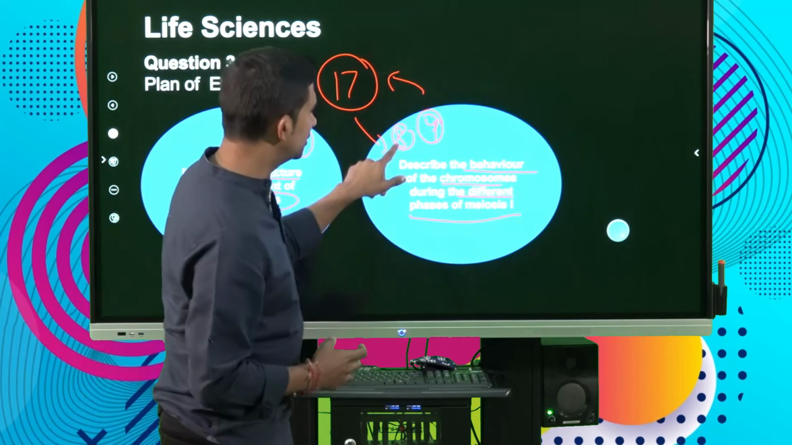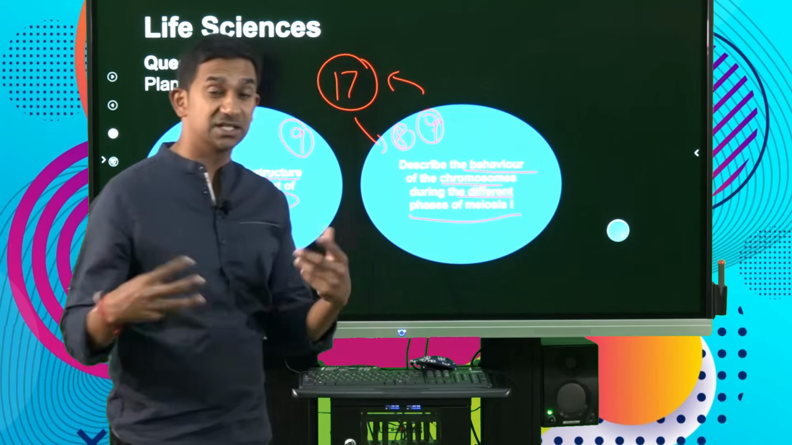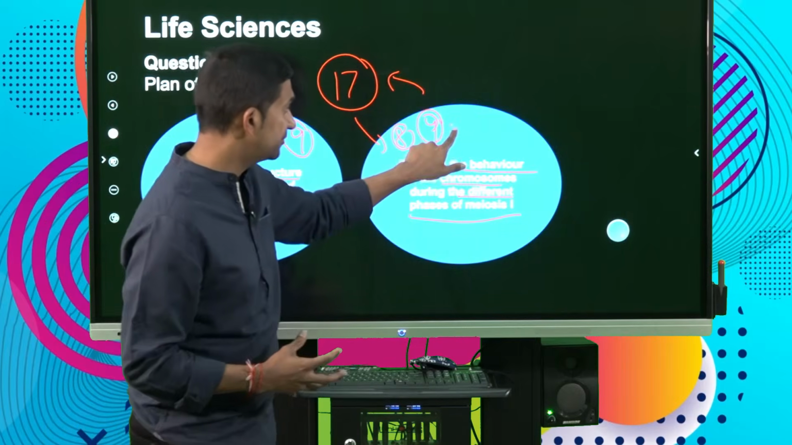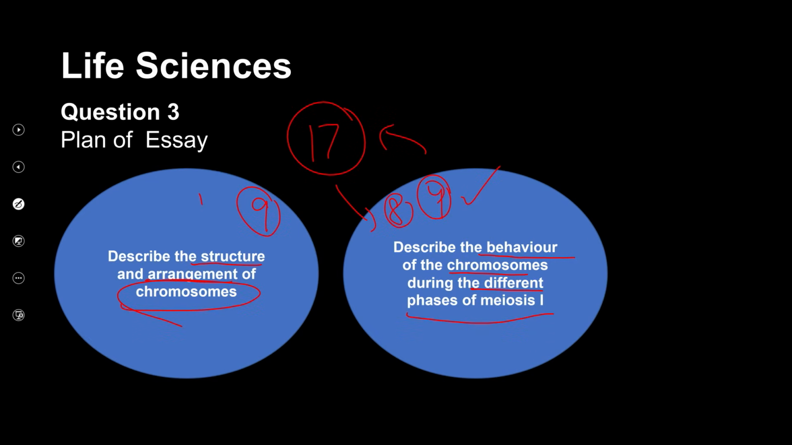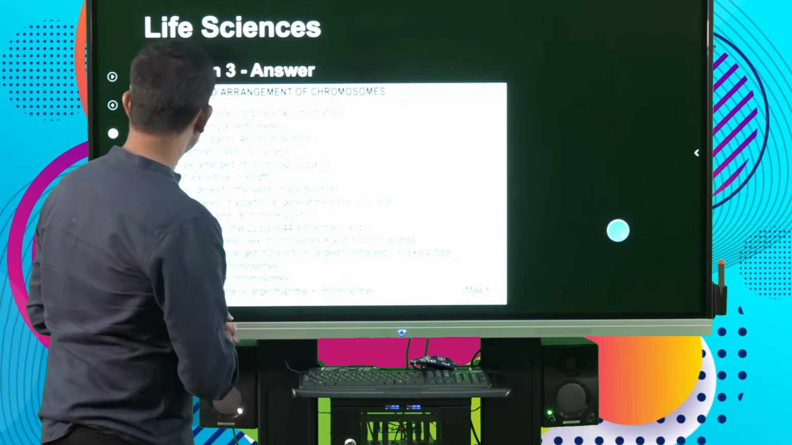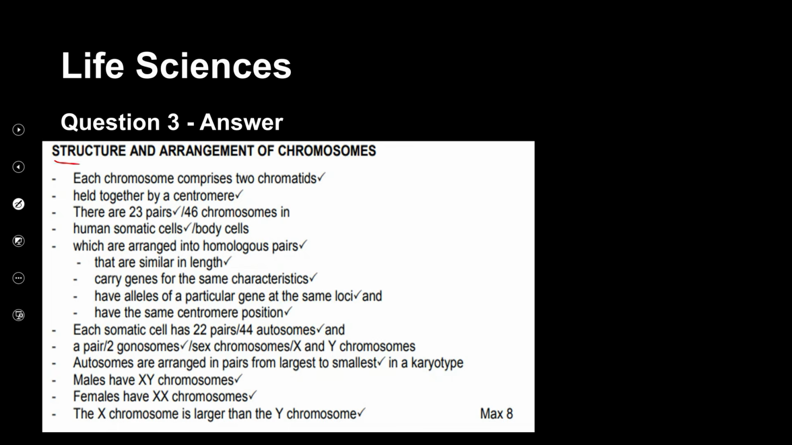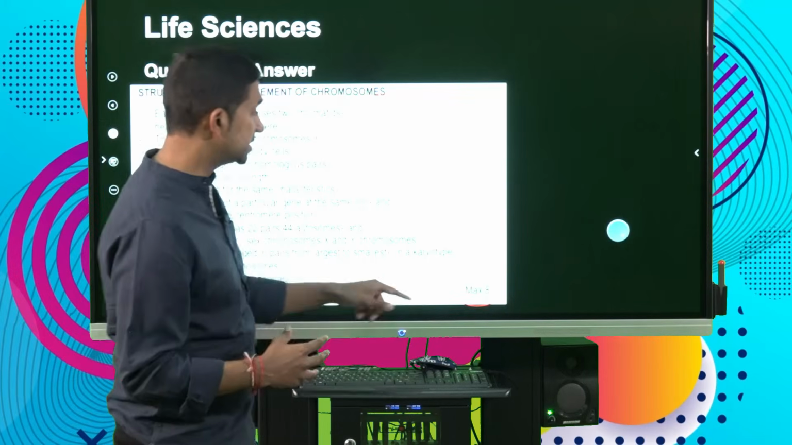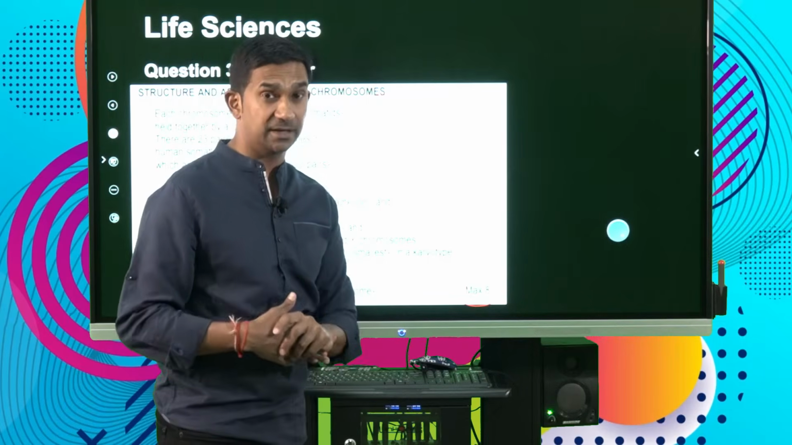So think of what you need to do before you actually start writing. I'm going to think of 9 facts for that part of the essay and another 9 facts for the other. Let's see if that can get us the full 17 marks. As I mentioned, we've got to describe the structure and arrangement of chromosomes. The examiner has allocated a maximum of 8 marks. So by giving 9 facts, at least we will get the minimum 8 that are required.